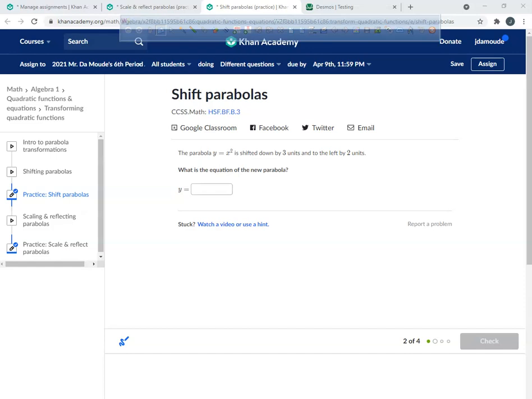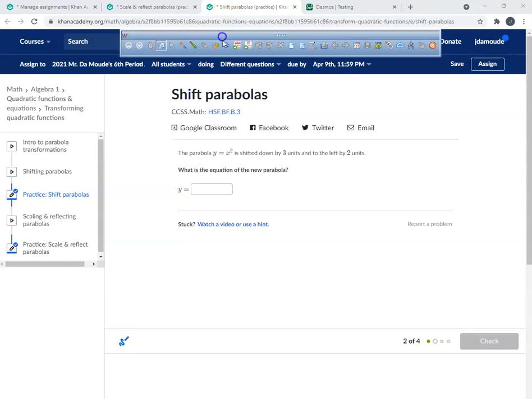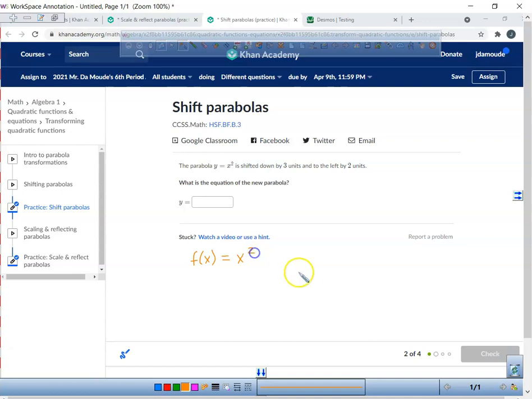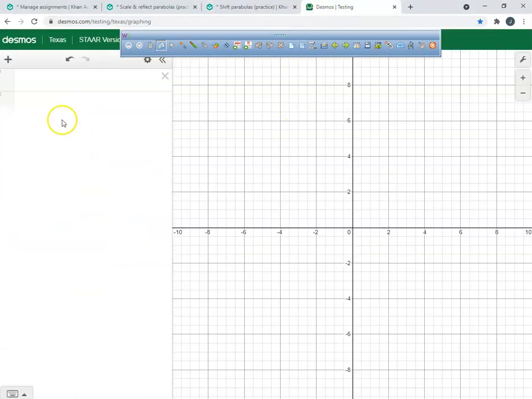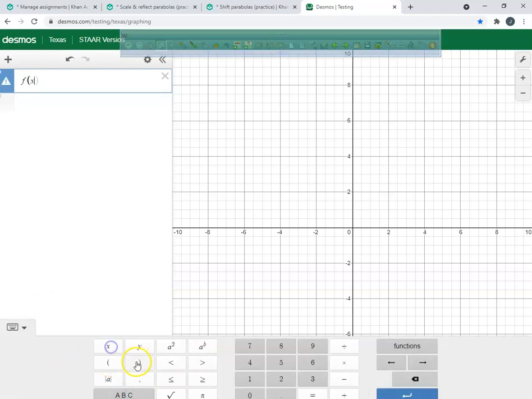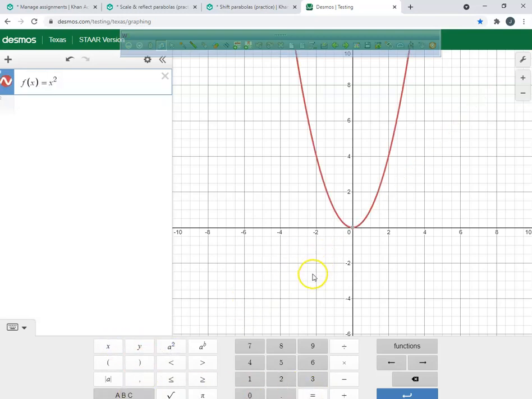All right, so in this particular lesson, we're going to be learning how to shift parabolas, okay? So what I'd like you guys to do is write down what the parent function for all parabolas is. The parent function is f of x equals x squared. I'm just going to go over to Desmos and type in f of x equals x squared. That's our parent function.